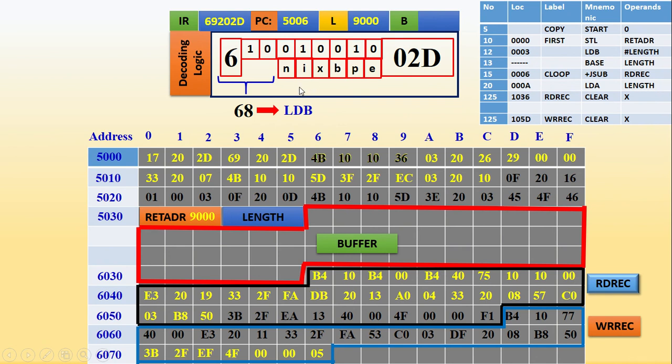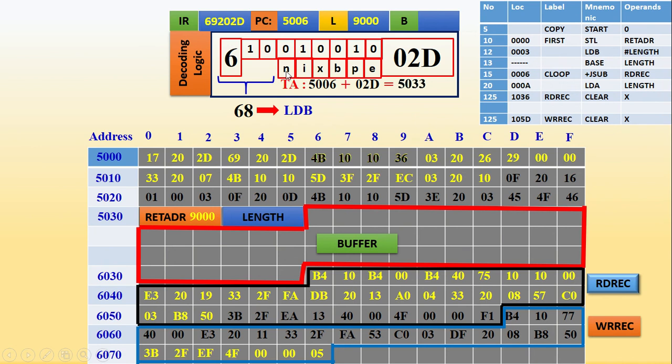So the target address will be program counter relative. What is the value of the program counter here? 5006 plus the displacement. What is the displacement we have here? 02D. Okay, again use the calculator. You can stop the video, use the calculator, go to hexadecimal mode and add 5006 with 02D. The answer will be 5033. So this is the target address.